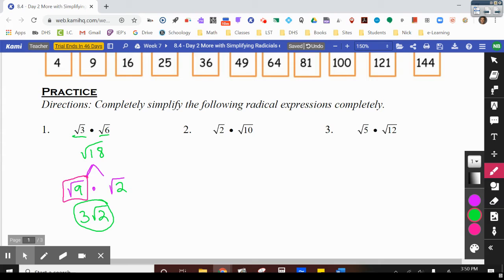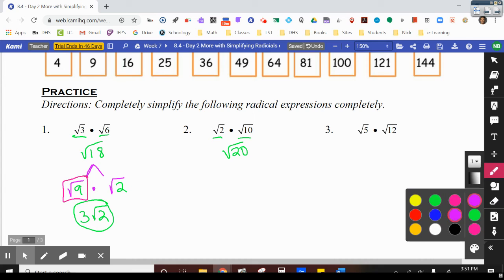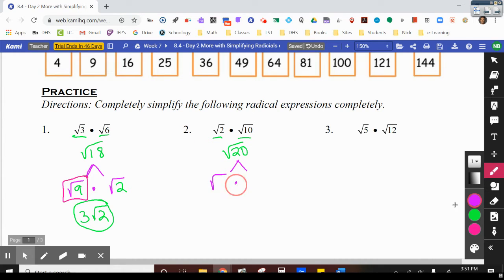All right, and number 2 here, we have rad 2 times rad 10. So I'm going to smash those together, and I'm going to get the square root of 20. Now that I have my square root of 20, I'm ready to break this apart into a perfect square times a non-perfect square.